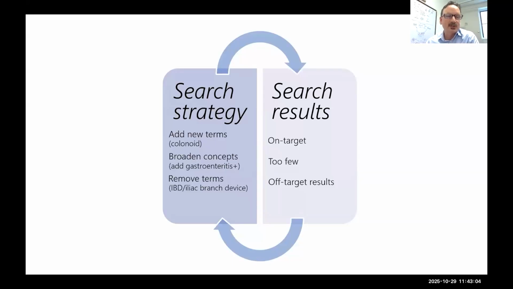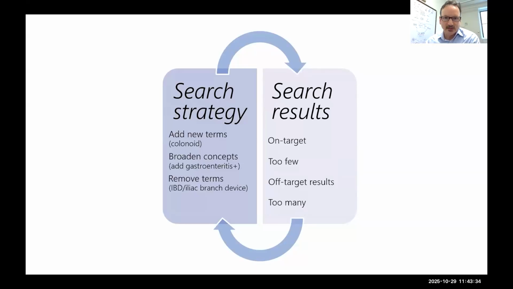And actually, when you exclude a term like this, or even when you add a term, you can do an experiment where you see what is the impact. If I take out IBD, do I then not get something relevant? And maybe I'm okay with a few iliac branch device articles. I'll just ignore them in order to capture the IBD relevant ones. So there's an opportunity for experimentation there.